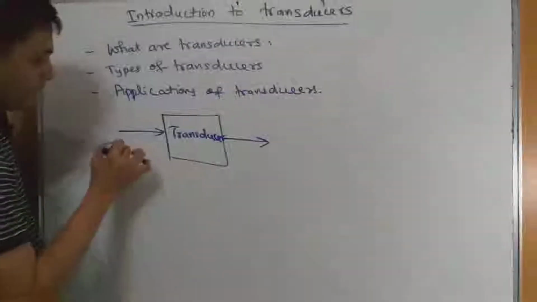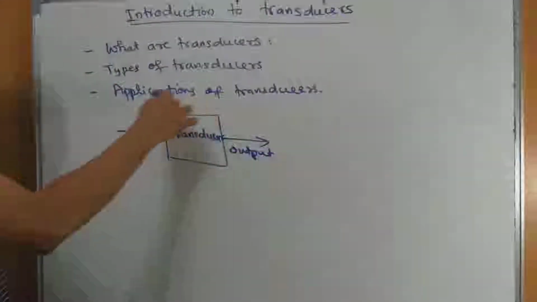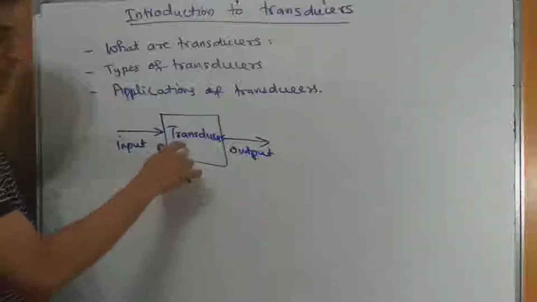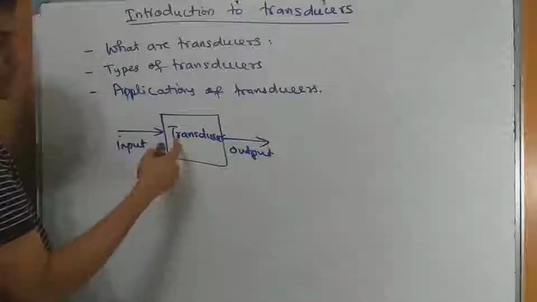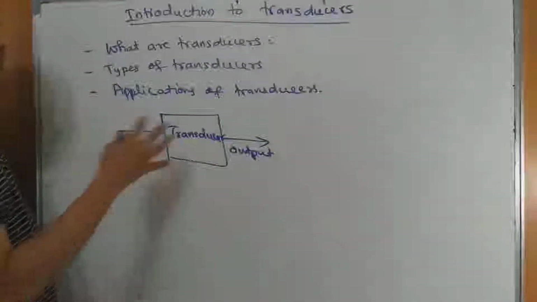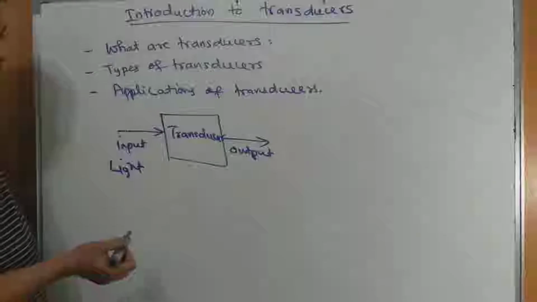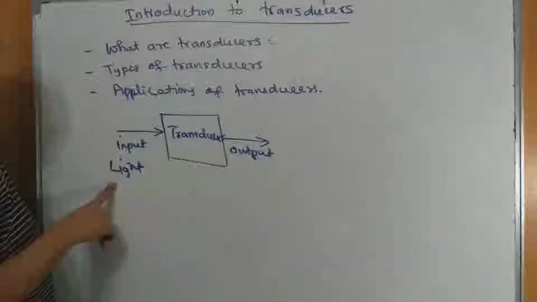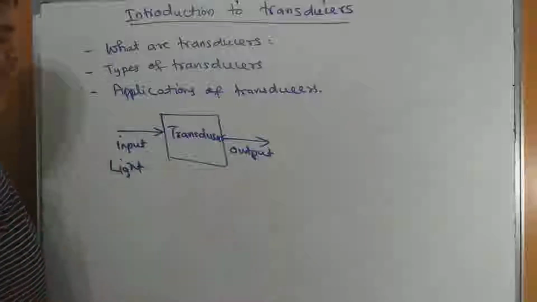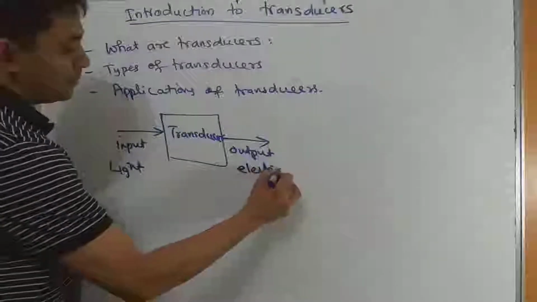A transducer can be defined using this simple schematic: input, output, and a device that is called a transducer. So what is a transducer? It is a piece of instrument, a device, that is capable of transforming a signal from one form into another. For example, if you have light energy or a light input, in some cases we want to transfer it into a signal in some other form, for example an electrical output.